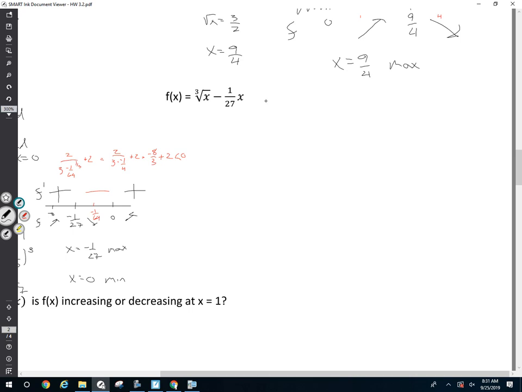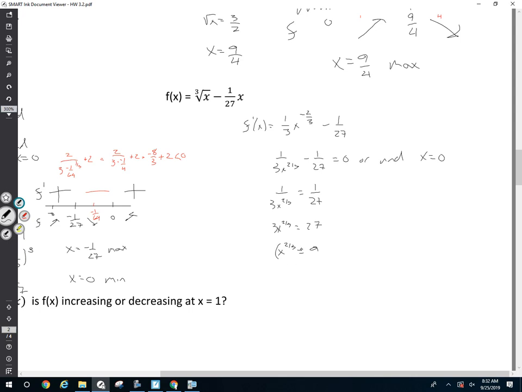Tricky though. This one's tricky as well. Here we go. I get 1/3 x to the negative 2/3 minus 1/27, and at 0 it's undefined. X equals 0 would put a 0 in my denominator, so don't neglect x equals 0. Solve. Add 1/27. Flip both sides. Divide by 3.